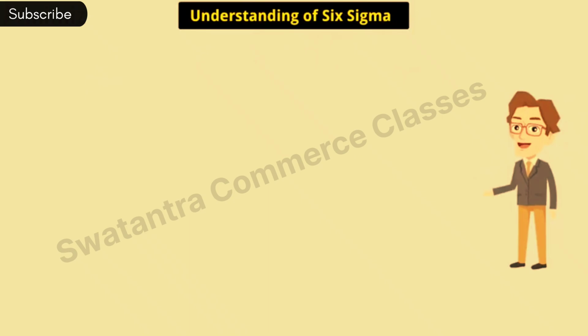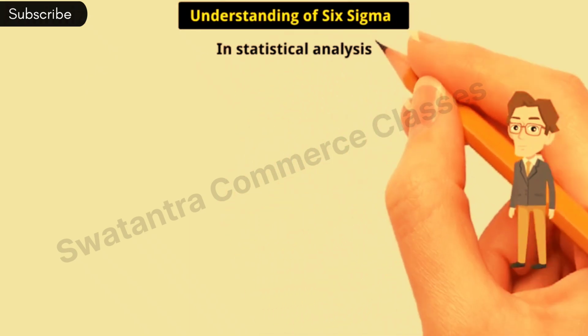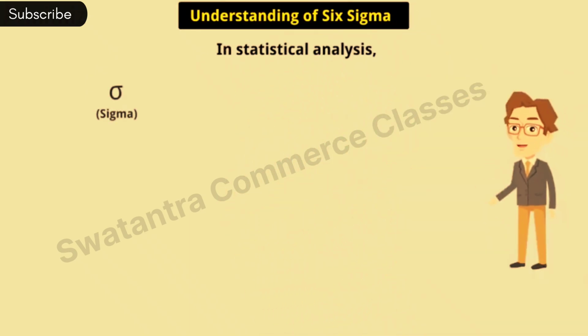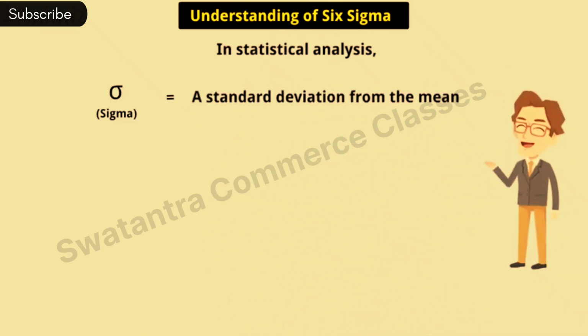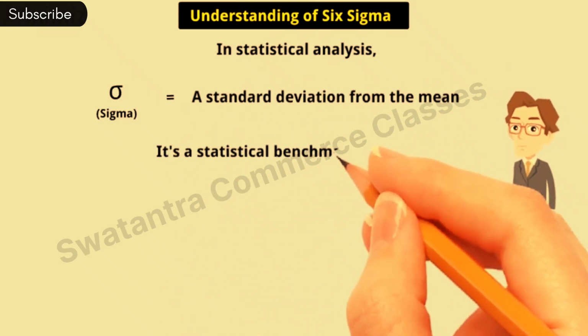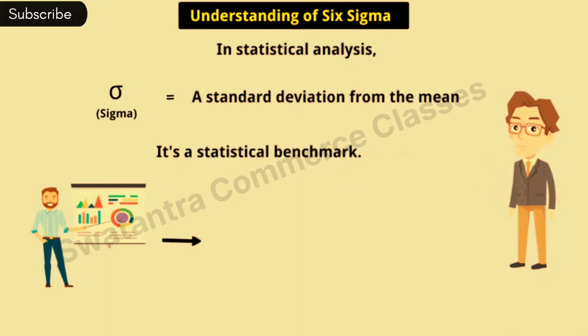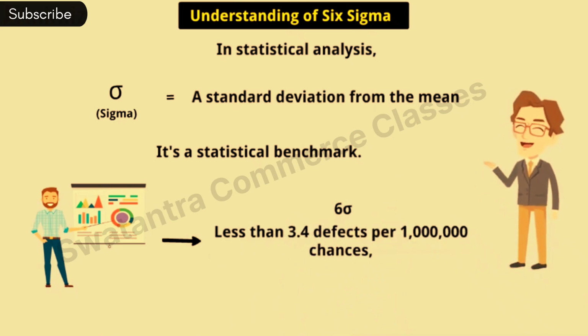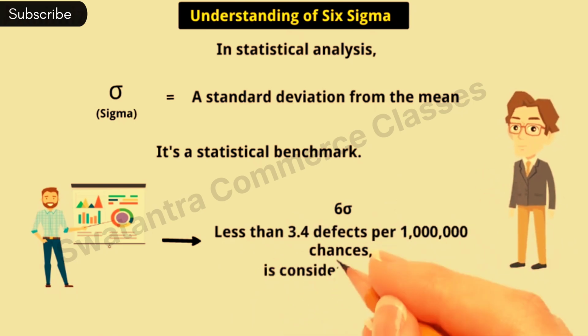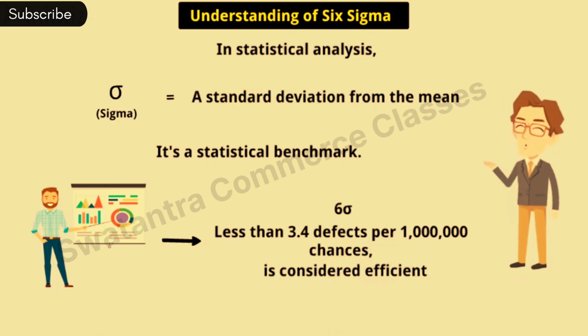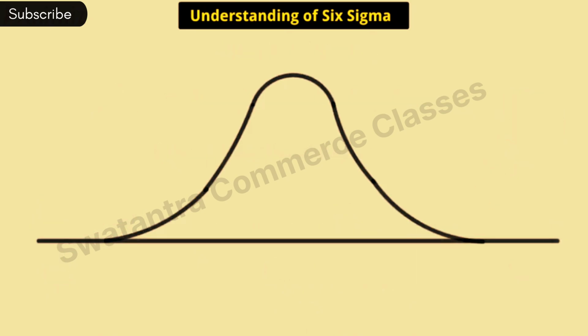Understanding of Six Sigma. It is statistical analysis. The Greek letter sigma is used to denote standard deviations from the mean. It's a statistical benchmark. Any business process which is achieving Six Sigma produces less than 3.4 defects per 1 million chances and is considered efficient. Let's understand Six Sigma by this figure.